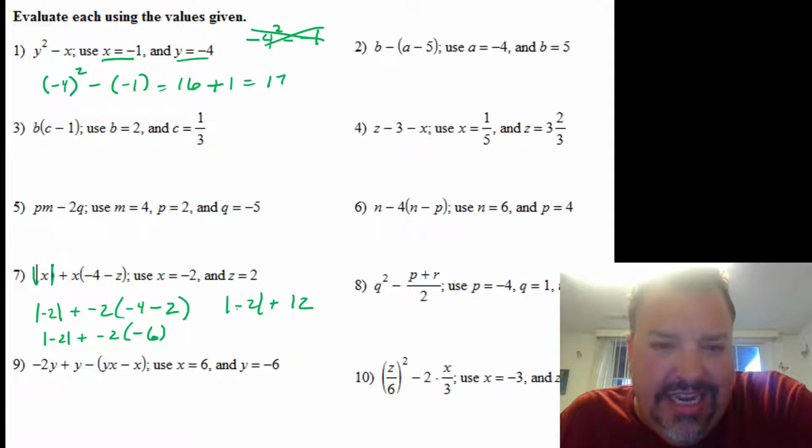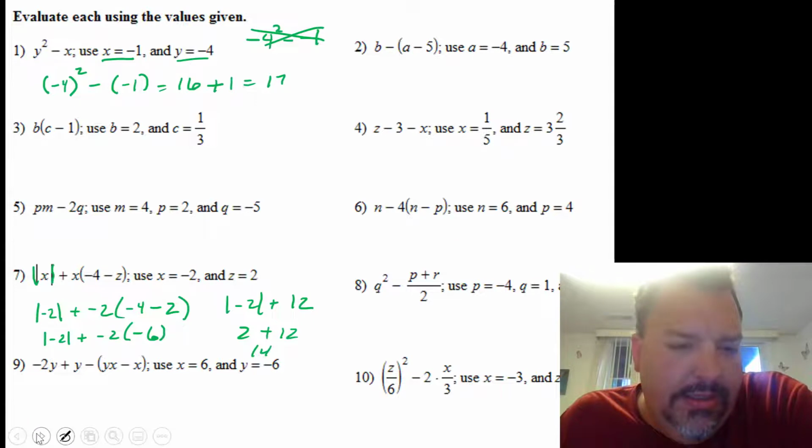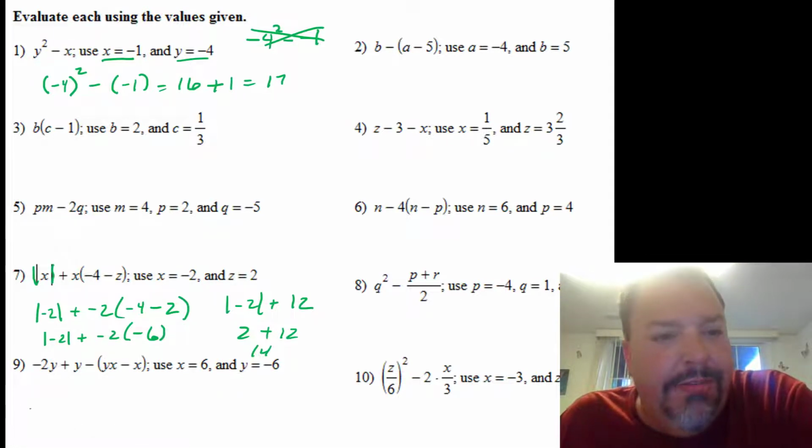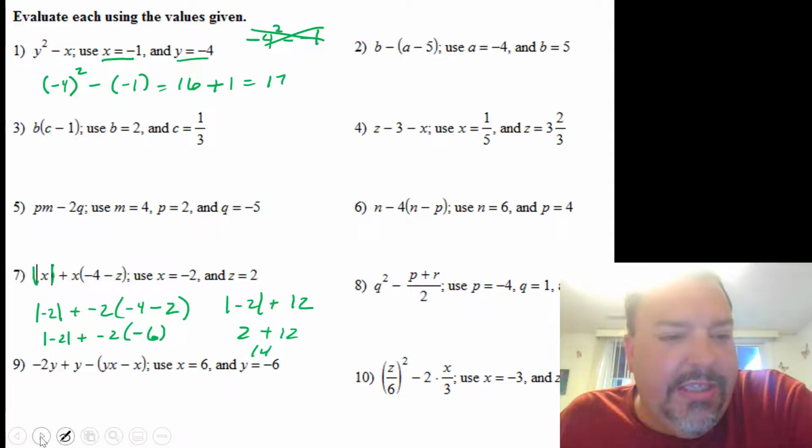And lastly, we can take now the absolute value of whatever's inside here. That gives us 2 plus 12, and we end up with 14. So I'm not going to spend too much time on evaluating because we've done that in some previous lessons.